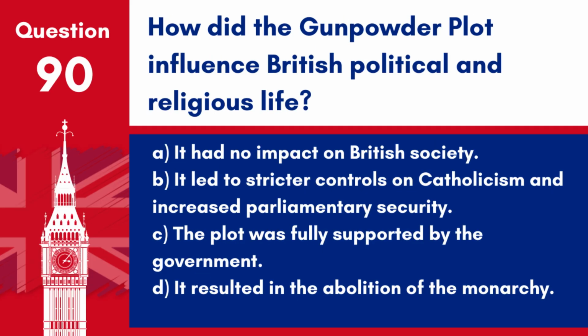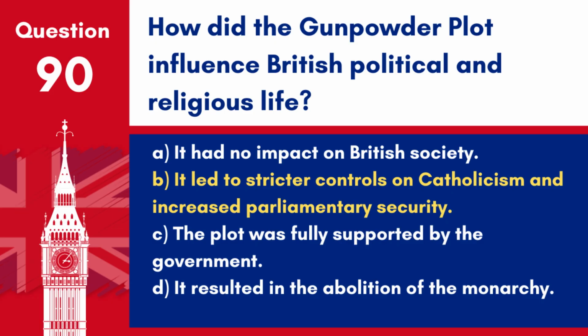Question 90. How did the Gunpowder Plot influence British political and religious life? A. It had no impact on British society. B. It led to stricter controls on Catholicism and increased parliamentary security. C. The plot was fully supported by the government. D. It resulted in the abolition of the monarchy.